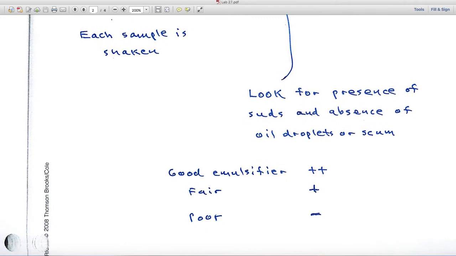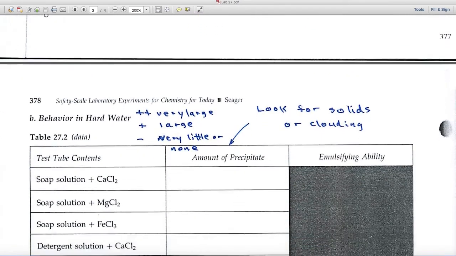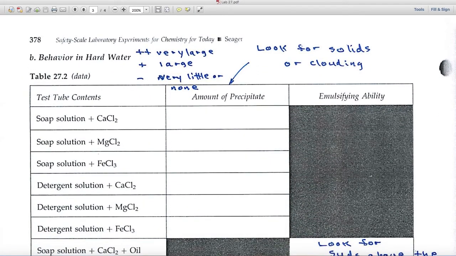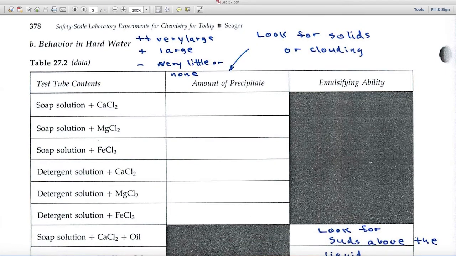You rank these then. If it's a good emulsifier, if the soap has worked well, for example, you'll give it 2 pluses. If it's fair, 1 plus, and poor or not at all, you would indicate a minus. Part B of this, the behavior of soaps and detergents in hard water. Hard water has calcium ions or magnesium ions or iron ions in it, and that affects the ability of a soap or a detergent to emulsify.